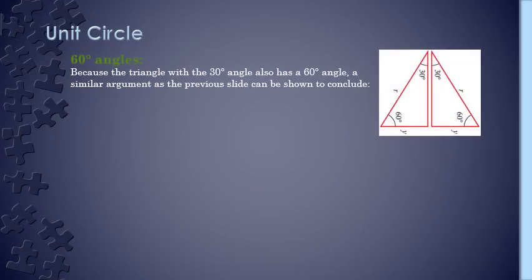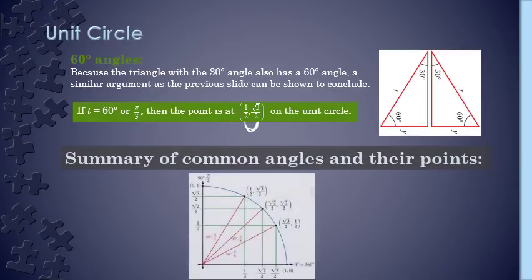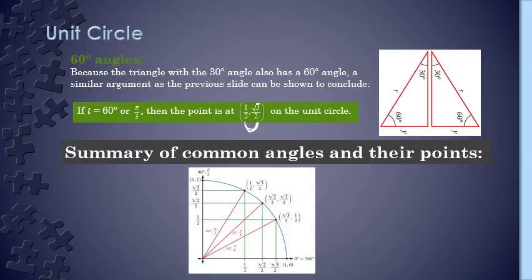And finally, the last one we're going to look at is a 60-degree angle. And because the triangles within the 30-degree angle also have 60-degree angles, what I did is I just took the picture that was on the previous page and I rotated it. A similar argument as the previous slide can be shown, and I'm going to go ahead and just conclude that if we have a 60-degree angle, then what happens is that the x and the y values just reverse. So here's the summary and a nice picture for you.